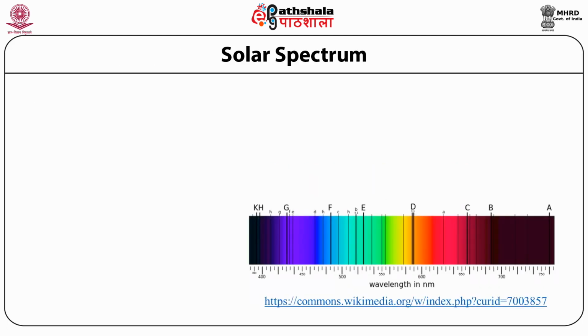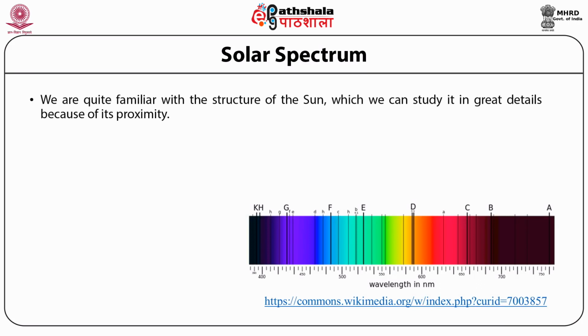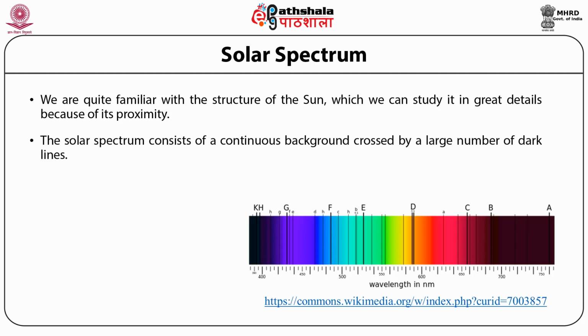Solar spectrum. Now, students, we are quite familiar with the structure of the sun, which we can study in great detail because of its proximity. So the solar spectrum consists of a continuous background crossed by a large number of dark lines. The existence of dark lines was explained correctly by Fraunhofer. These lines are therefore called Fraunhofer lines, as shown in this figure.